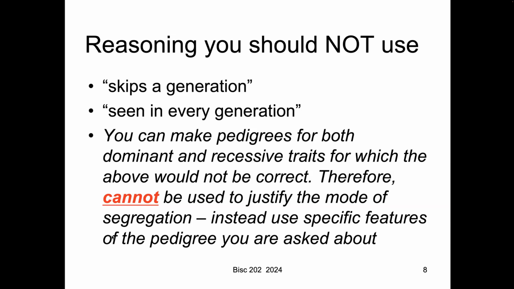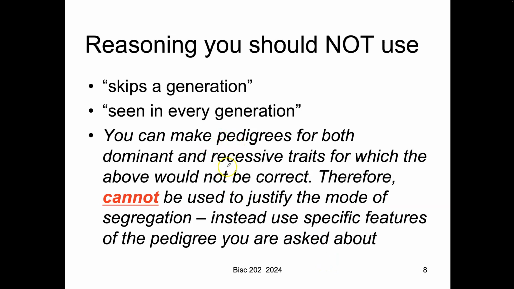So rather, what I would expect to see is, the grandfather has this condition, individual 1-2. It is not observed in his daughter 2-4, but her daughter 3-6 has it, and because of that pattern, we can say it's a recessive trait, right? So I'm looking for really specific features of the trait that you're talking about.